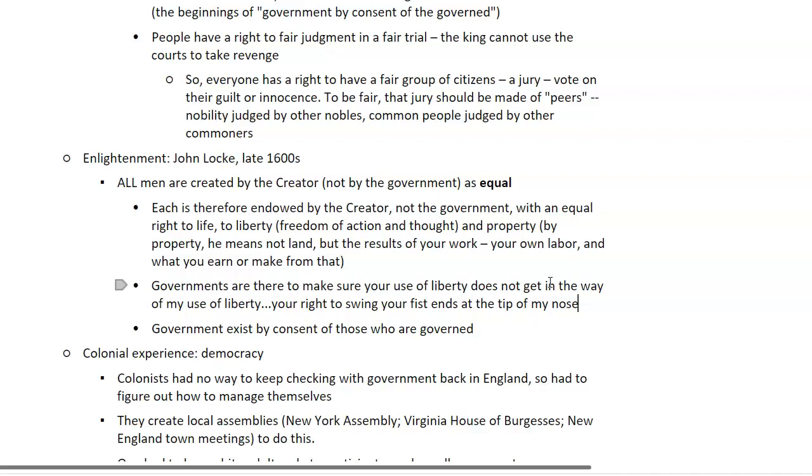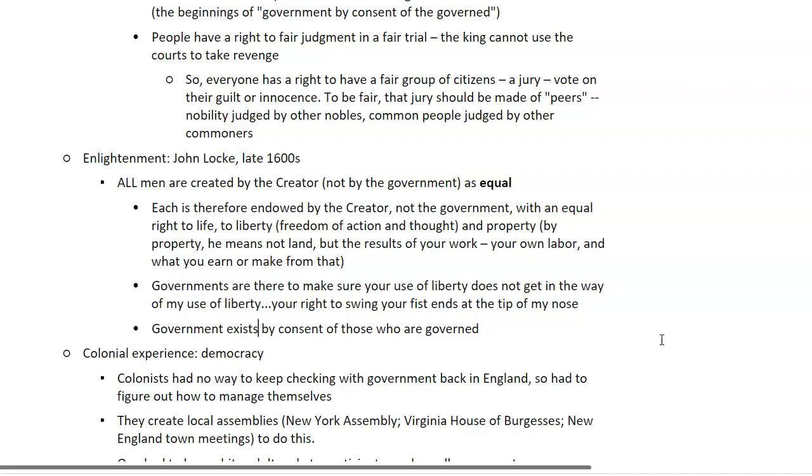And government exists by the consent of the governed. We create government in order to accomplish these things by all of us equally consenting to its existence. John Locke is the great philosopher. We put him in the back of our head.